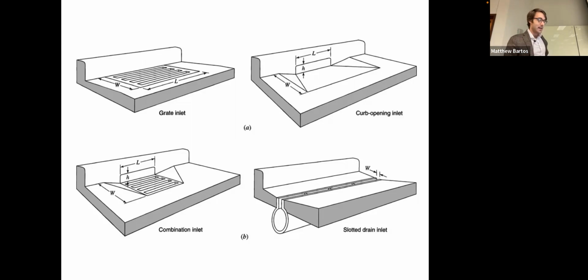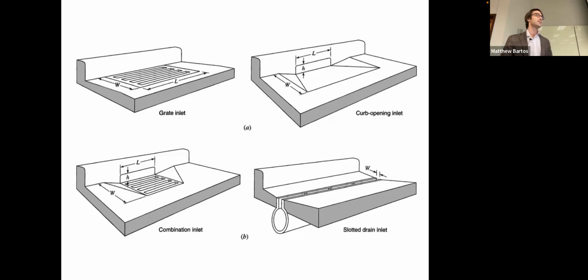Grate inlets, you can see a grate inlet up in the upper left-hand corner. These you will often see on major highways or freeways. If you drive up on the 183 or the I-35 and you're going up the on-ramp, you'll often see these grate inlets along the side of those ramps.